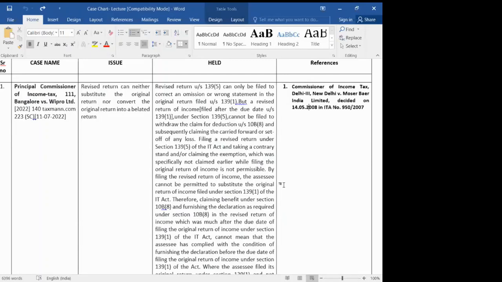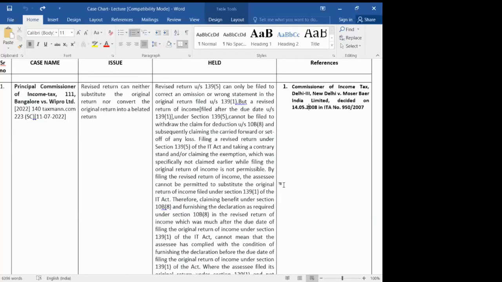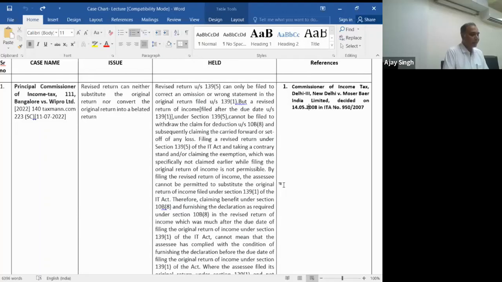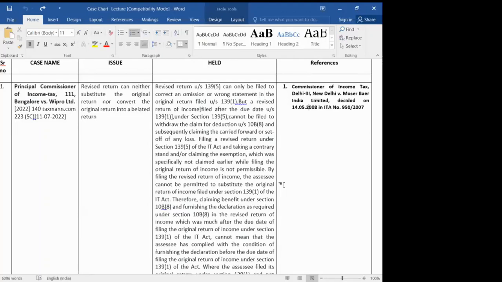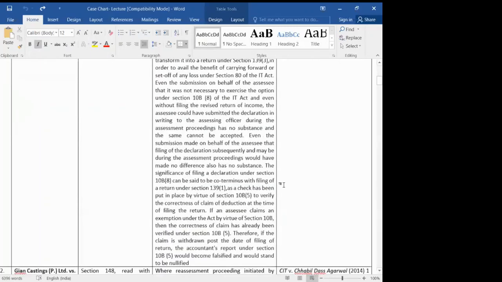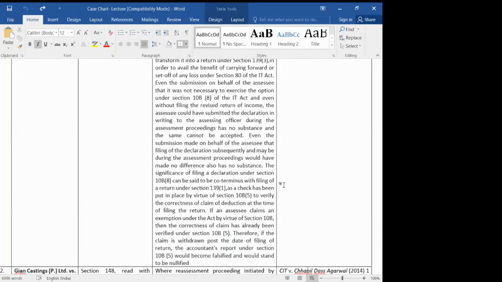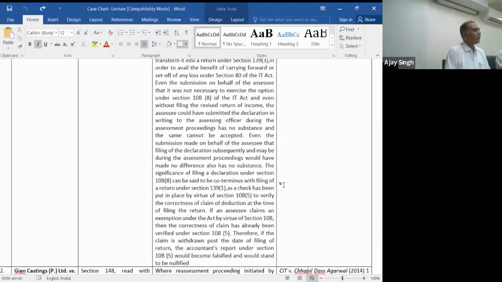Even the submission that it was not necessary to exercise the option under section 10(b) subsection 8 of the Act. Even without filing of income, the SSC could have submitted the declaration in writing to the assessing officer during the course of the assessment, in the course of the assessment before the assessing officer.